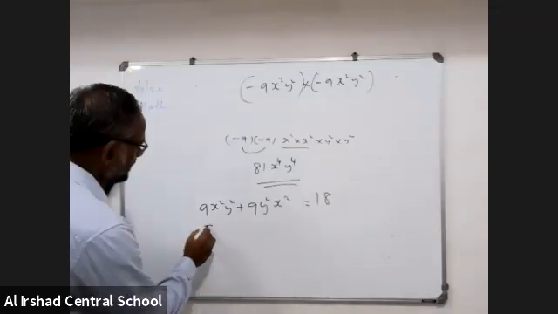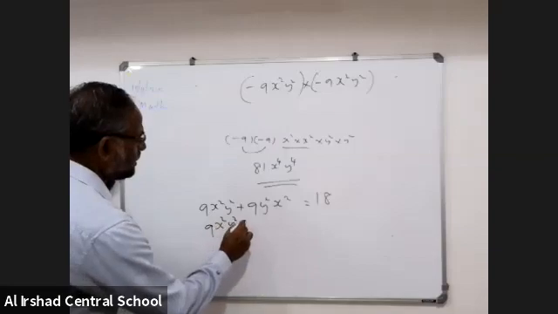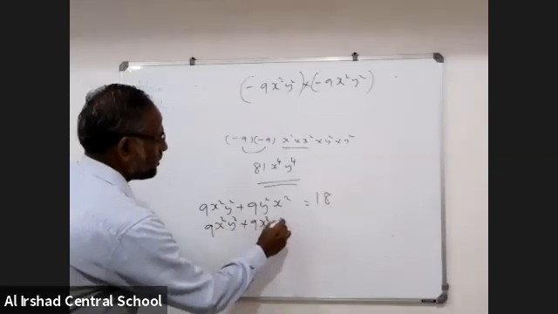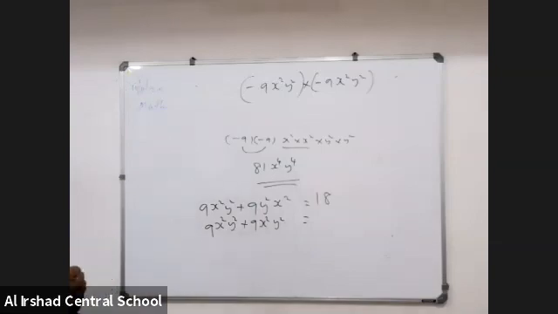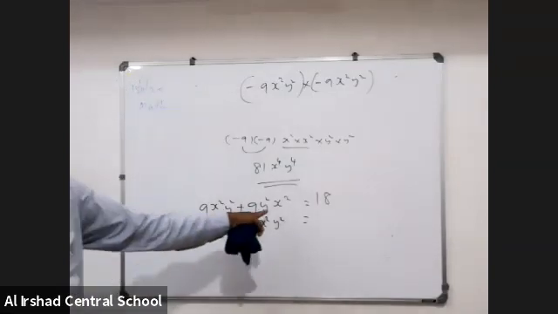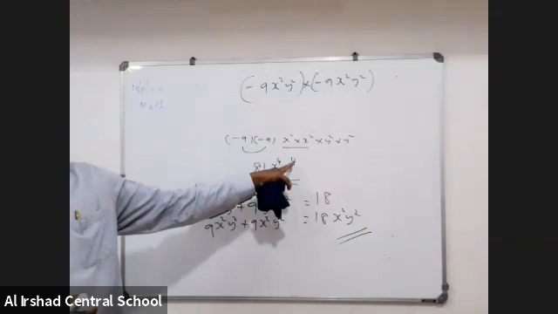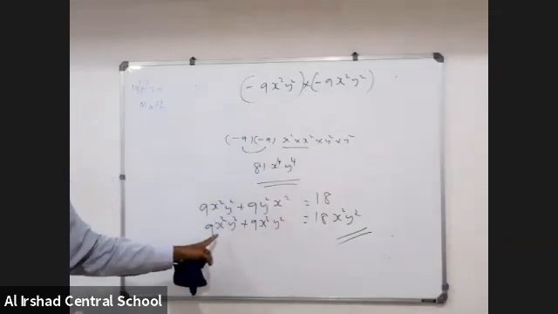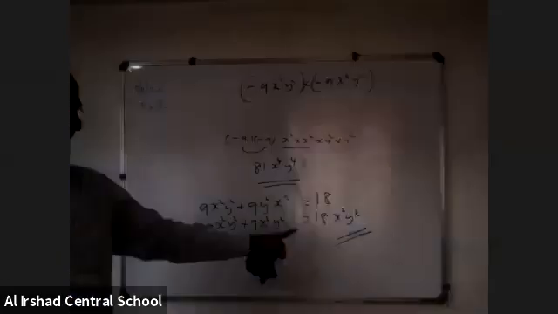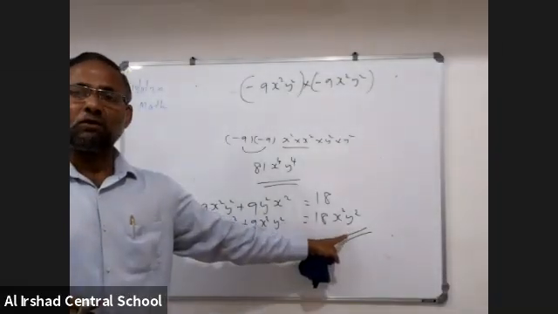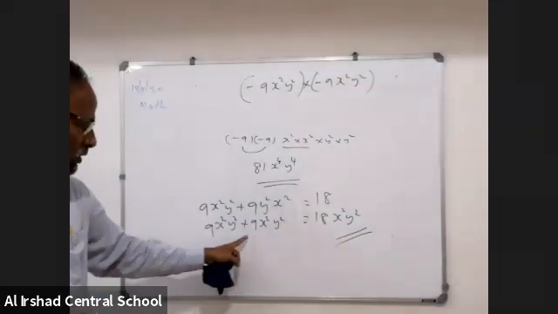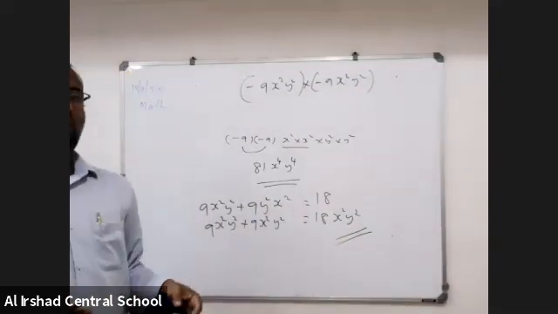If you want, you can change this one. 9s square y square plus 9s square y square. It's the same thing. Yes, 18 s square y square, not s raised to 4 y raised to 4. Because 9 mangoes plus 9 mangoes is 18 mangoes. Mangoes only. Square y square, same thing. Here also square y square.